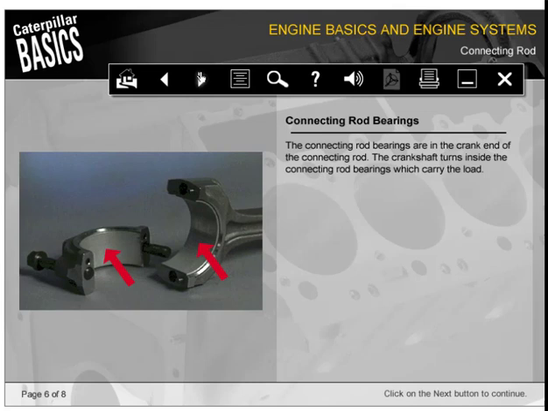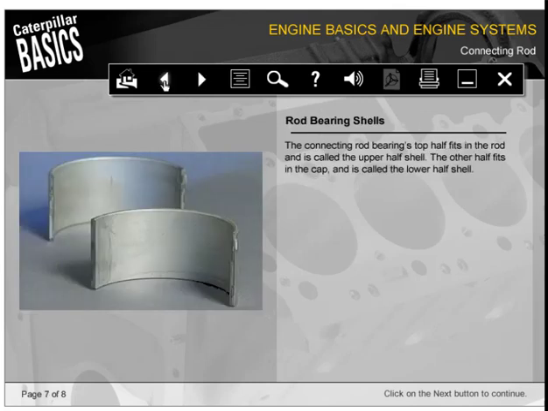The connecting rod bearings are in the crank end of the connecting rod. The crankshaft turns inside the connecting rod bearings, which carry the load. The connecting rod bearing's top half fits in the rod and is called the upper half shell. The other half fits in the cap and is called the lower half shell. Generally, the upper half shell carries more load.